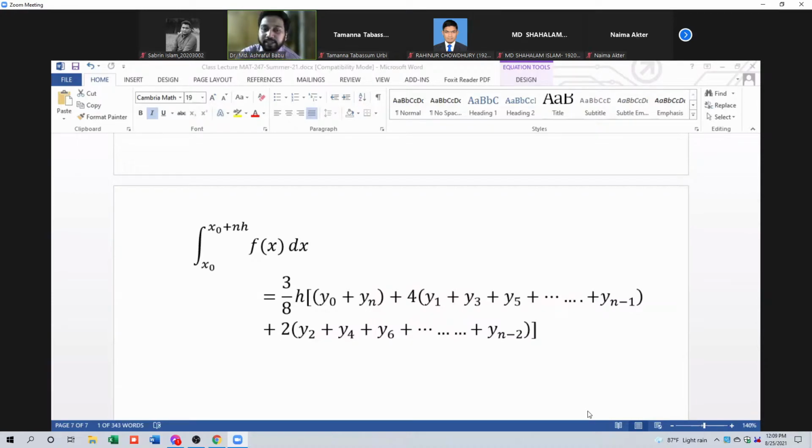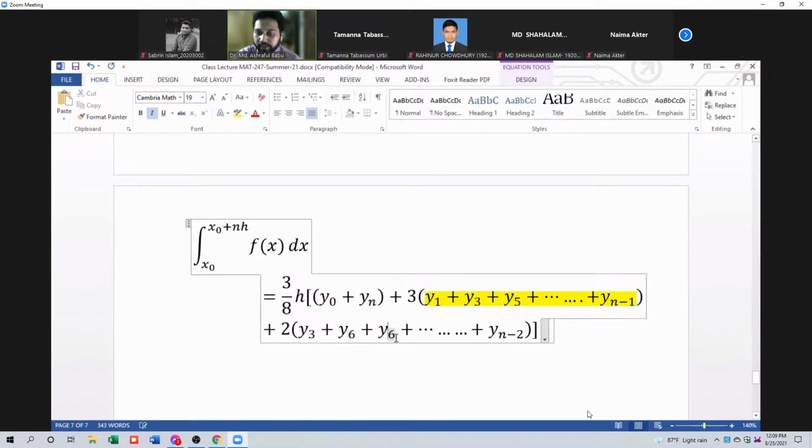Secondly, I'm writing the second part. So 3 into something, 2 into something. What is the something? I'm not writing yet. I'm just writing 2 into something. What the something is? 2 into y3, y6, y9, and the last one will be y n minus 3.